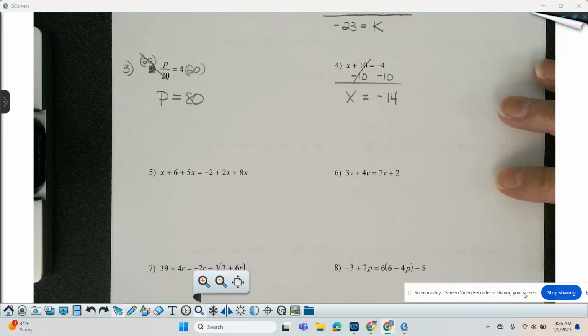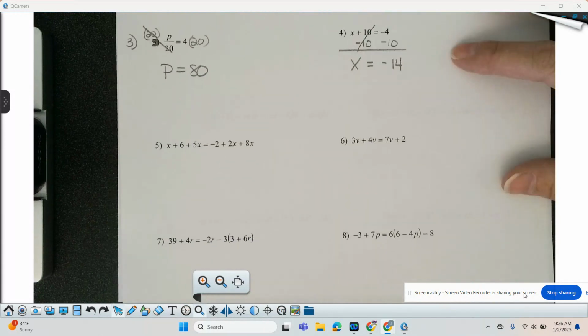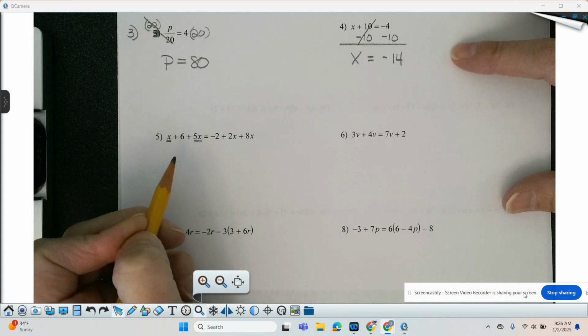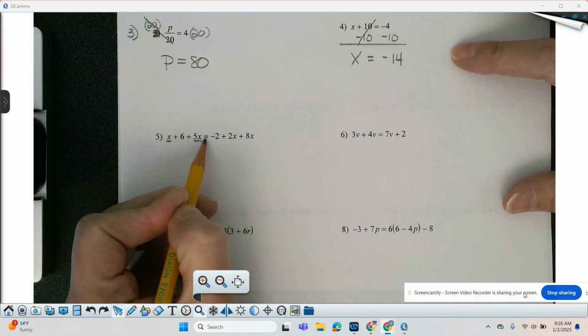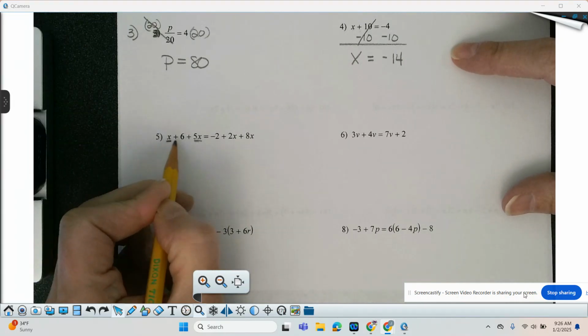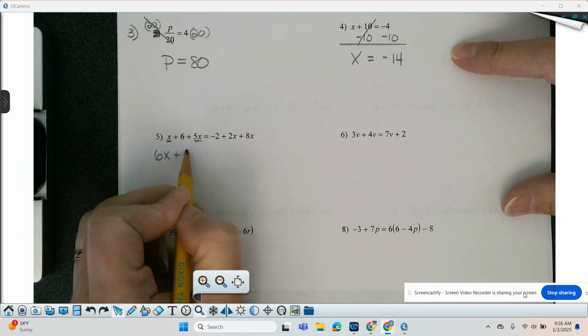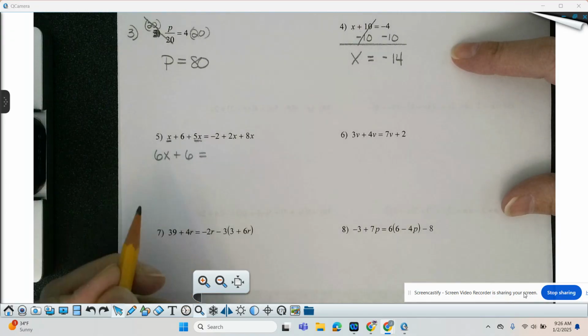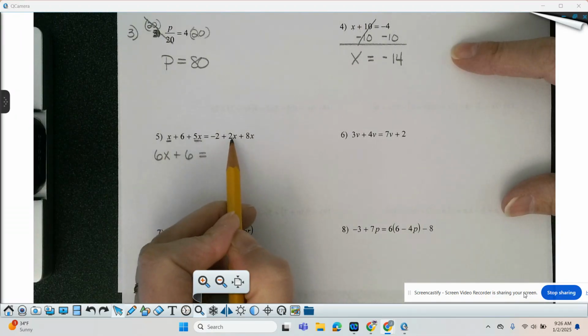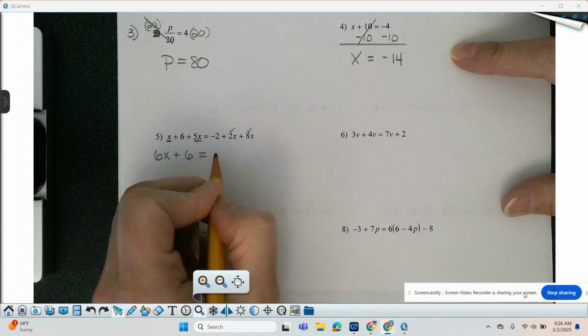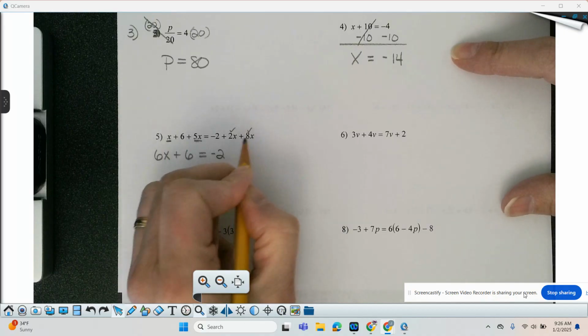Okay, so I'm just going to do the odd ones now on this left side here. So I notice that this has an x plus 6 plus 5x. These are the same, that's a common term, so I'm going to combine those. Notice I'm not going over this equal sign, so I'm not going to change their signs. I'm just going to say 1x plus 5x, that would be 6x. And then this plus 6 is going to also come down, and that's going to be equal to, I have a negative 2 with a positive 2x and a positive 8x. These are like terms, so a negative 2 drops down. 2 plus 8 would be 10x.